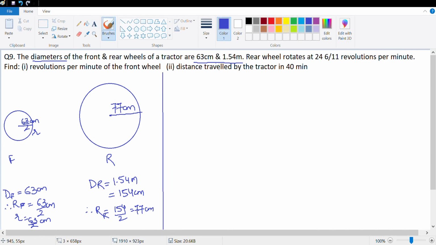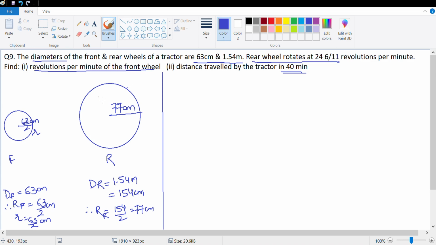Let's see what they want us to find. The rear wheel rotates at 24 6 by 11 revolutions per minute, which means this wheel is moving 24 6 by 11 times per minute. Find revolutions per minute of the front wheel. How many times would this revolve? And the distance traveled by the tractor in 40 minutes.